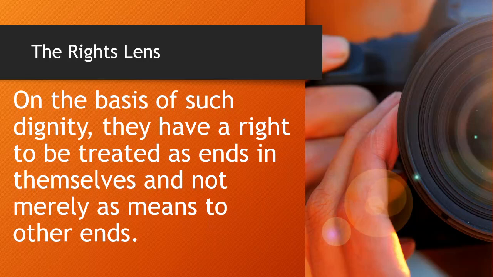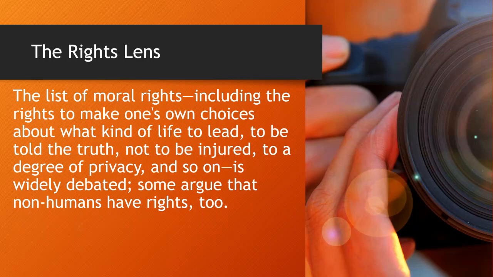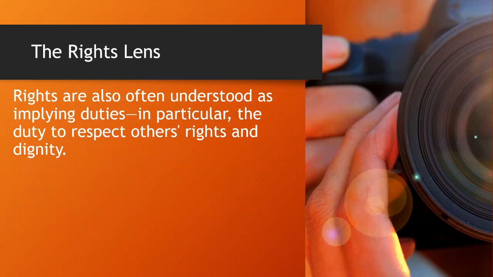And so what gets accepted to being what right now, what could actually change? But this is one view of taking a look at stuff, but what are the rights that play a role? A list of moral rights include the rights to make one's own choices about what kind of life to lead, to be told the truth, not to be injured, to a degree of privacy, and so on, is widely debated. Some argue that non-humans have rights too. Rights are also often understood as implied duties, in particular the duty to respect others' rights and dignity.